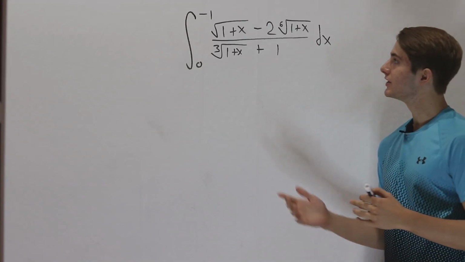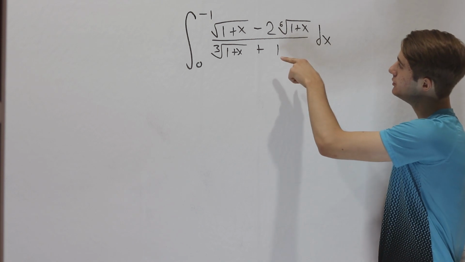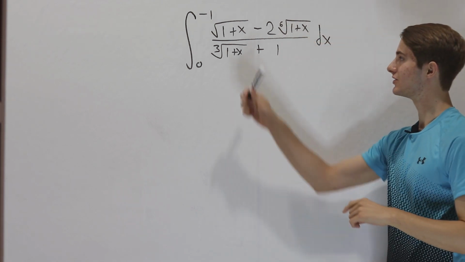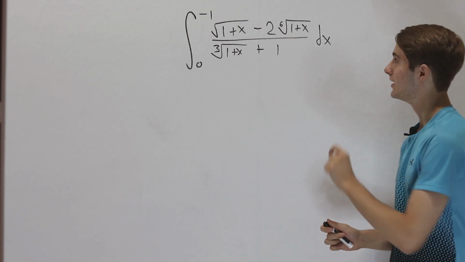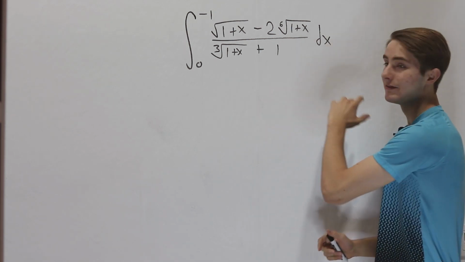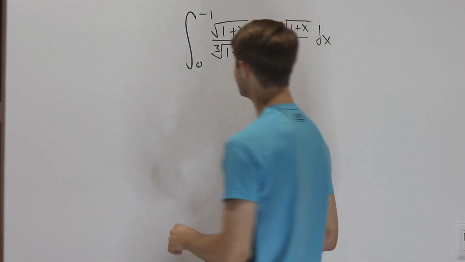So we are going to do the integral from 0 to -1 of the square root of 1 plus x minus 2 times the sixth root of 1 plus x, all divided by the cube root of 1 plus x plus 1. Now, when I look at this integral, I see that we have a lot of roots. So that gives me the idea of substituting some kind of root to help us out.